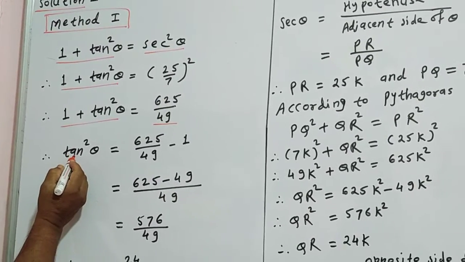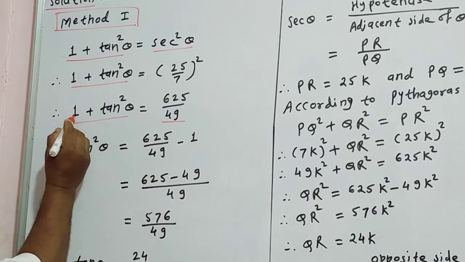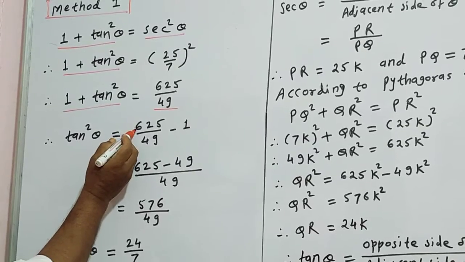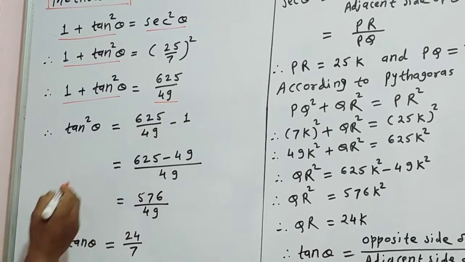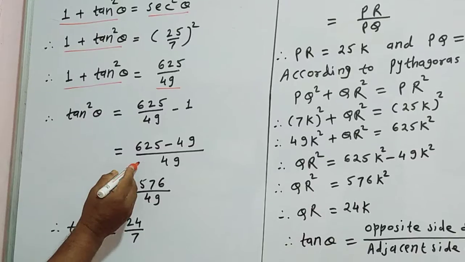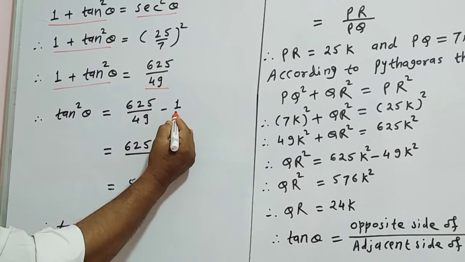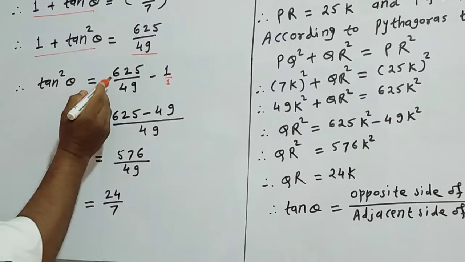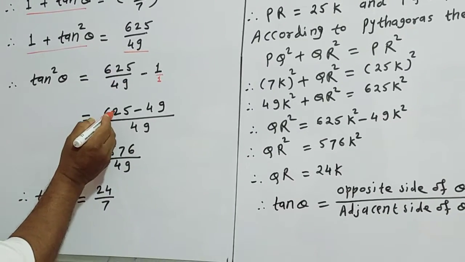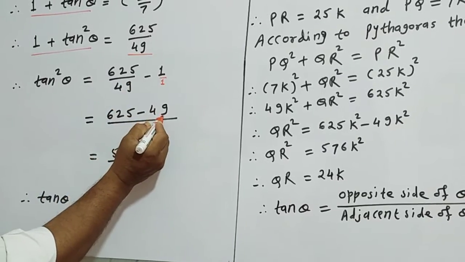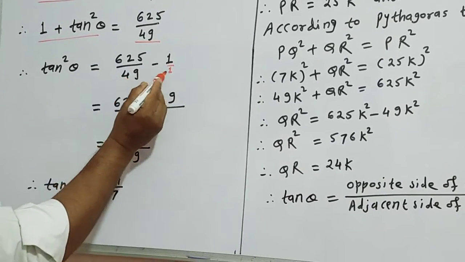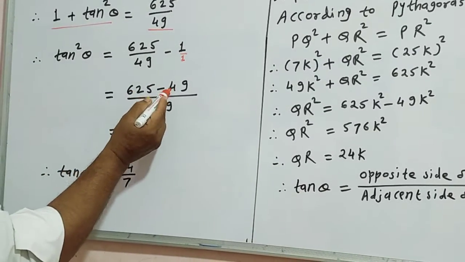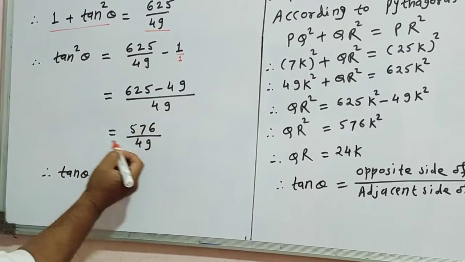Then we have to find tan theta. That's why shift this one to the right hand side, it becomes minus. Therefore tan square theta is equal to 625 upon 49 minus 1. Now by taking LCM we will get, or you can take 1 as a denominator of this one and then by cross multiplication, 625 into 1 is 625, minus 1 into 49 is 49, and upon 49 into 1 is 49, equal to 625 minus 49 is 576 upon 49.